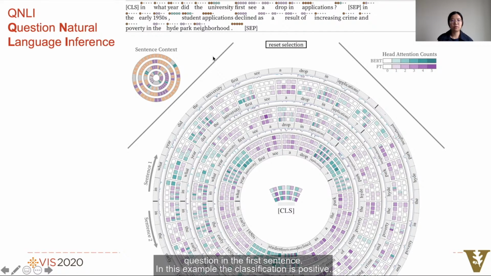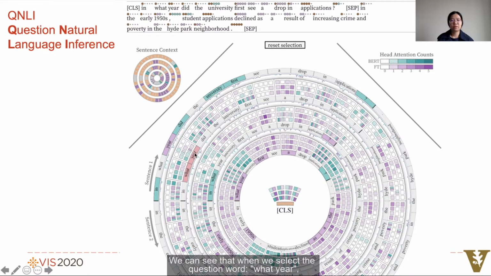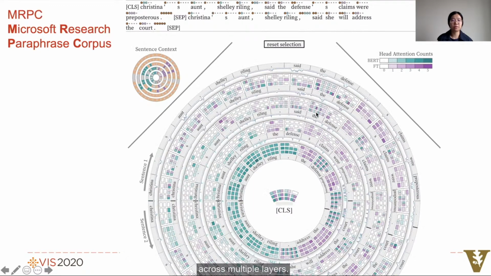In this example, the classification is positive. We can see that when we select the token word, what year, we find that the answer part, early 1950s, in the next layer is highlighted, indicating that there is a dependency between these tokens inside the attention flow. However, we can see that the pre-trained model fails to attend to the answer across multiple layers.